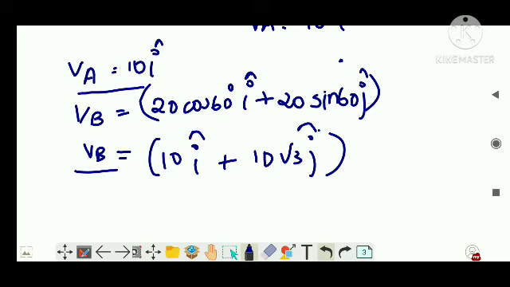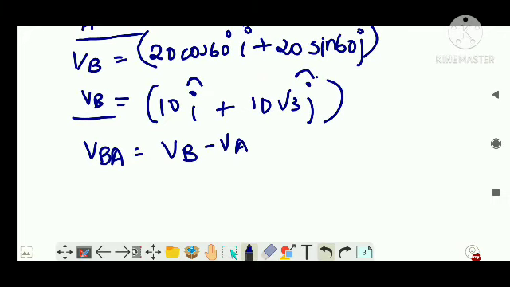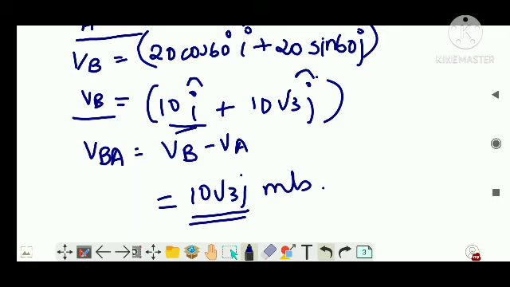So you are asked what is the relative velocity of B with respect to A. That is VB minus VA. Just subtract it, guys. Right. You will get 10 root 3 j, because 10 i and 10 i are common. So you will get this as the answer, meter per second. Clear? Right.